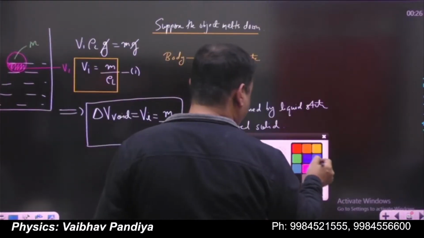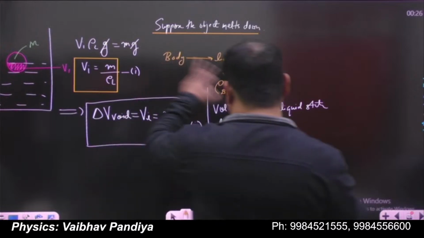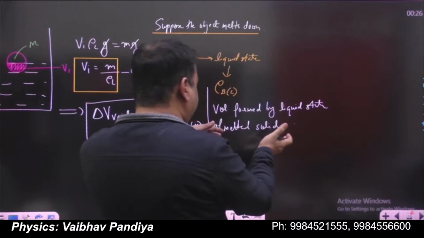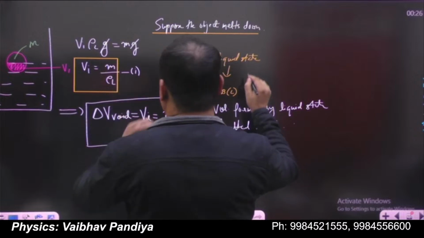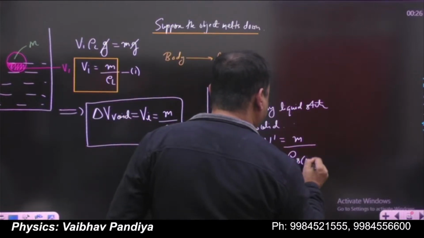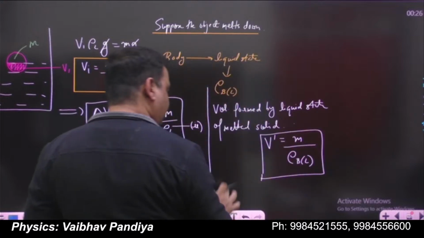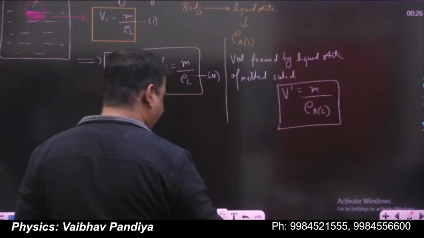Say this volume is V dash. So it will be the mass, and the mass will remain the same. The mass in liquid state will be the same as the mass in the solid state. Let it be m, divided by the density of the body in liquid state, correct? So this will be the volume formed by the liquid state of the melted solid.